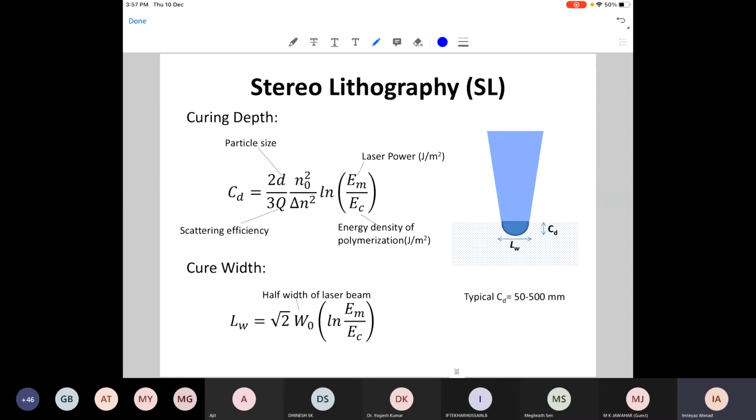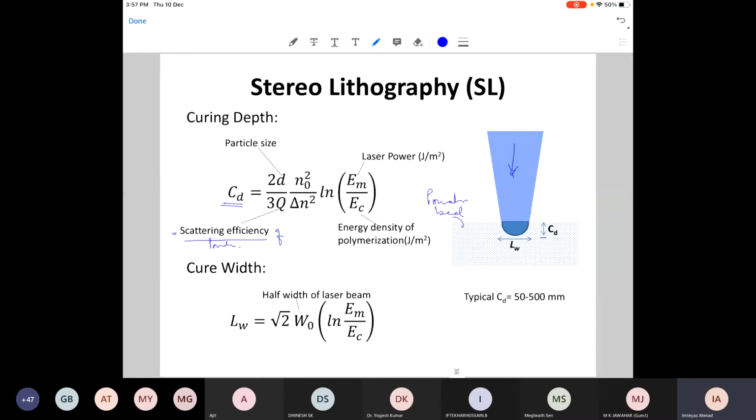Now, this is your UV laser, and this is your powder bed. If you shine the laser on it, the depth to which the resin-added powder can be cured is CD, and CD is given by the scattering efficiency of the powder particles. Because you are shining light, the powder particles will scatter some of it, which will not be used to cure. So if the scattering is high, your curing depth will be low. It will not allow it to go deeper.